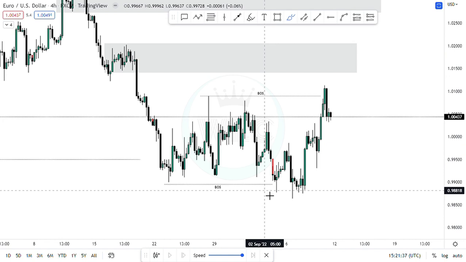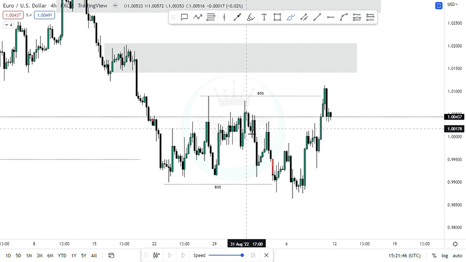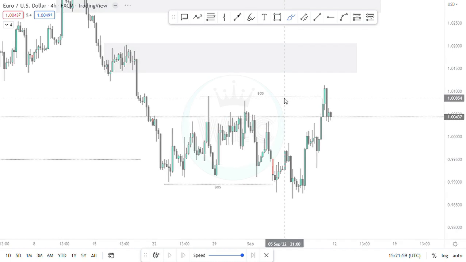I really teach this properly in my private sessions. So because I know that they are not H4 structural legs, then what kind of legs are they? Like I said, they are M15. So I'm going to step into M15, but I have it at the back of my mind that the daily has broken structure to the upside. So let's quickly look at what M15 is doing.